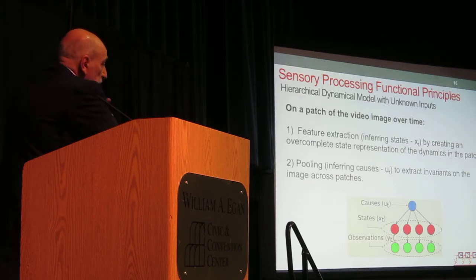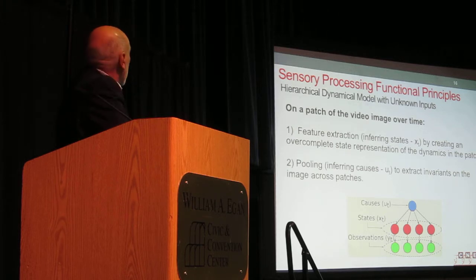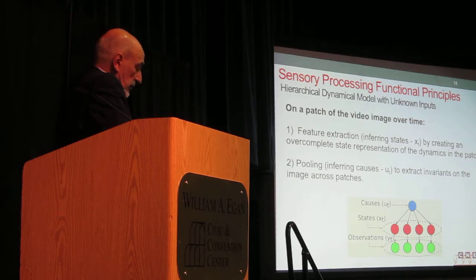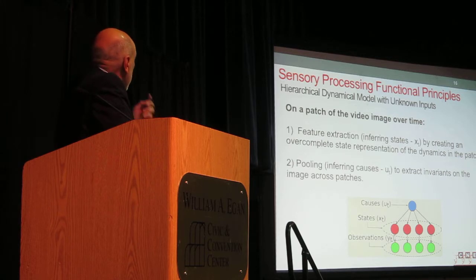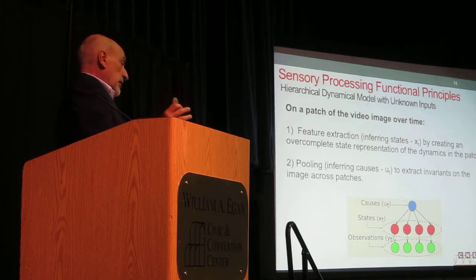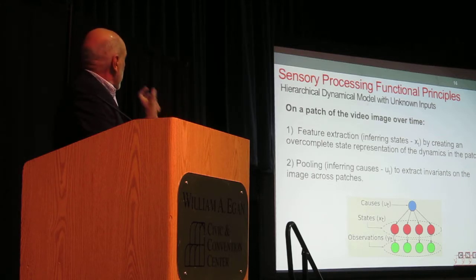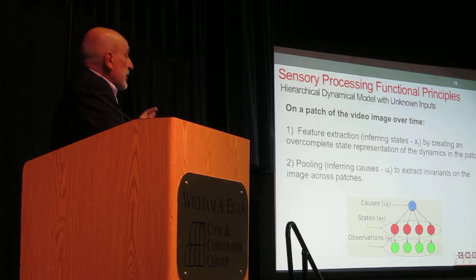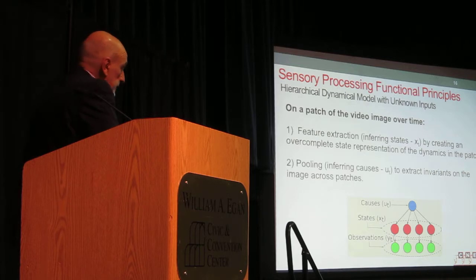There are two important steps in this model. The first one is the inference of states. I'd like to get the new value of the state variable, and I'm going to do that by creating an overcomplete state representation of the dynamics in the patch. I'm going to divide my image into little patches. Each patch is going to be responsible for fitting a model, and the feature extraction is exactly the inference of the states.